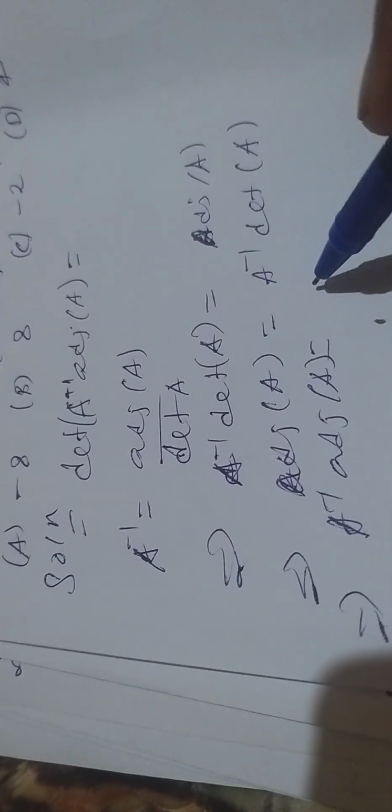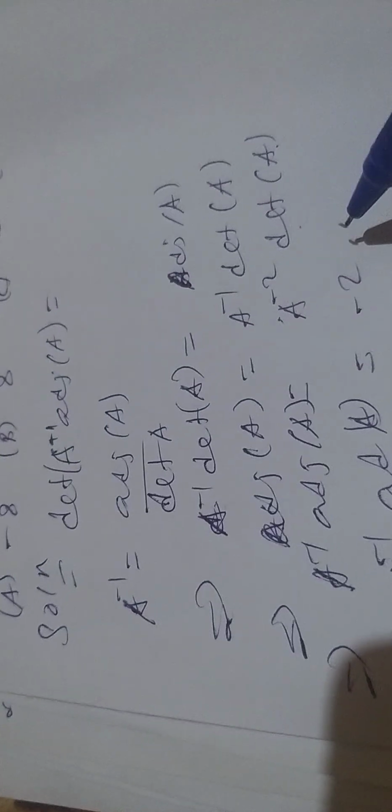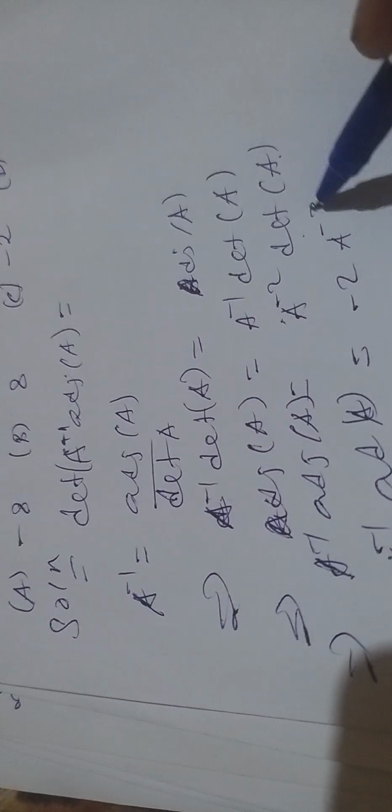So from this, look, multiply both sides by A inverse. A inverse adjoint of A is equal to A raised to minus 2 determinant of A. This implies A inverse adjoint of A is equal to, you know, the determinant of A is given, which is minus 2. Minus 2 A raised to minus 2.